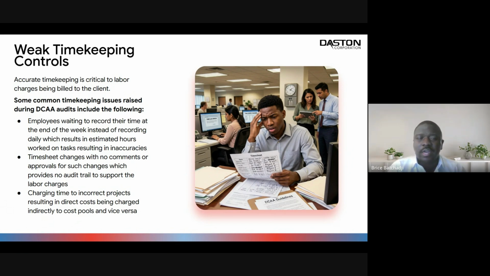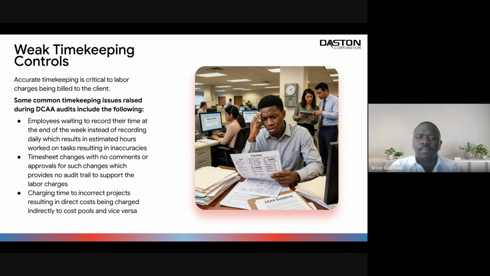A lot of employees with government contractors do tend to wait until the end of the week to enter their time. But whether it be a floor check or during an accounting system audit, this is something that they're generally looking for. The next one really just being changes that are occurring on their timesheet. So you have employees who might enter their time, but if they come back to make any edits to those timesheets, they don't include comments to include the reasoning behind the timesheet changes. And then finally, it's really just having certain employees who charge time to incorrect projects.